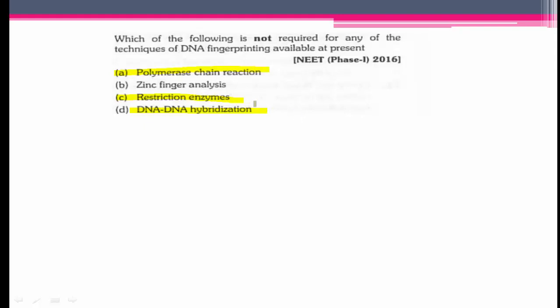So all these are right statements. It is required, it is also required. So which one is the answer? The zinc finger analysis. It is not required for DNA fingerprinting.